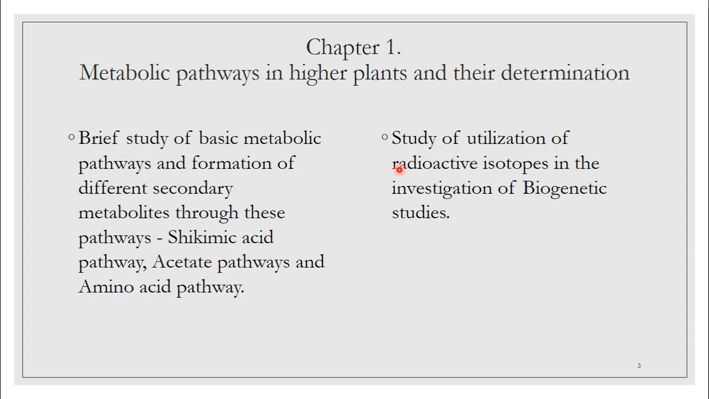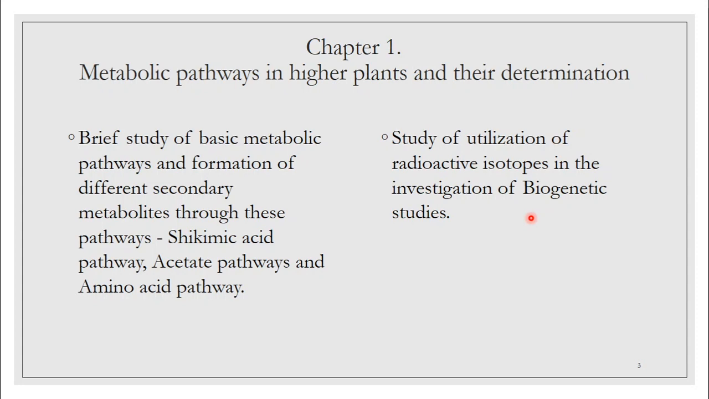Now next is study of utilization of radioactive isotopes. I hope all of you know about the isotopes, and yes, we will further discuss the isotopes in detail during future videos. So radioactive isotope in investigation of biogenetic study. Biogenetic study means study of biogenetic pathway or biosynthetic pathway. One of the techniques utilized to investigate a biogenetic pathway is known as the tracer technique, and if we are using a radioactive isotope, the technique is known as radioactive tracer technique.